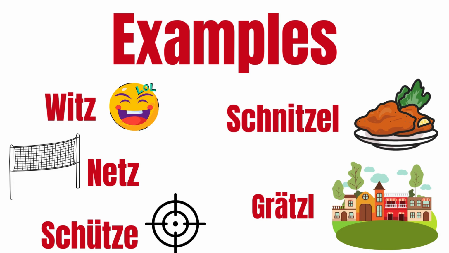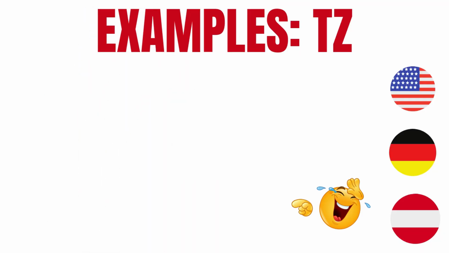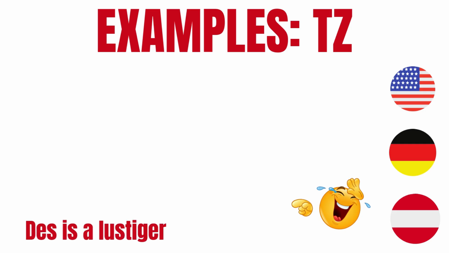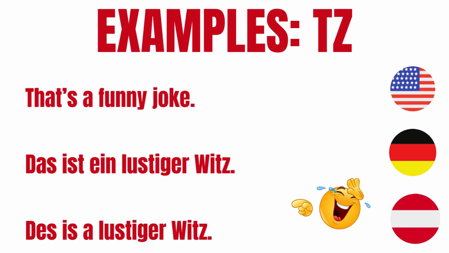Additionally, we can check out some sentences in which the TZ sound occurs. We start with Austrian German, Standard German, and then translate it into English. First example: Dies ist ein lustiger Witz. Das ist ein lustiger Witz. That's a funny joke. Dies ist ein lustiger Witz.